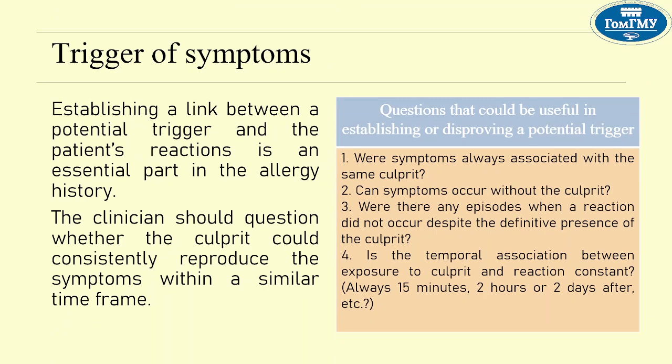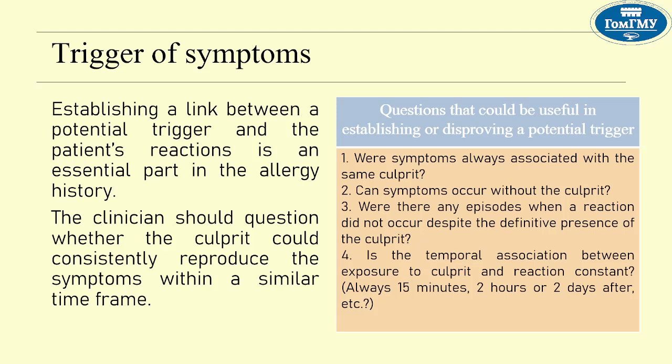Establishing a link between a potential trigger and the patient's reactions is an essential part of the allergy history. The clinician should question whether the culprit could consistently reproduce the symptoms within a similar time frame. For example, a patient with true peanut allergy will consistently develop an immediate systemic reaction when peanut is ingested. On the contrary, the lack of symptoms and temporal consistency could steer away from an allergy diagnosis.